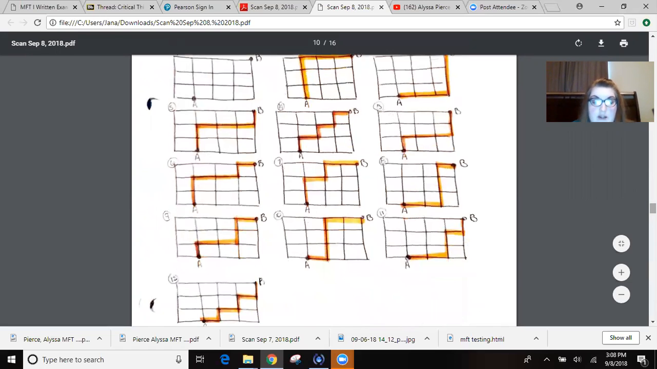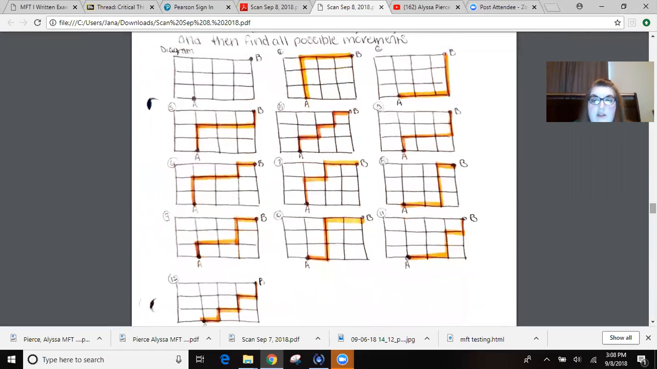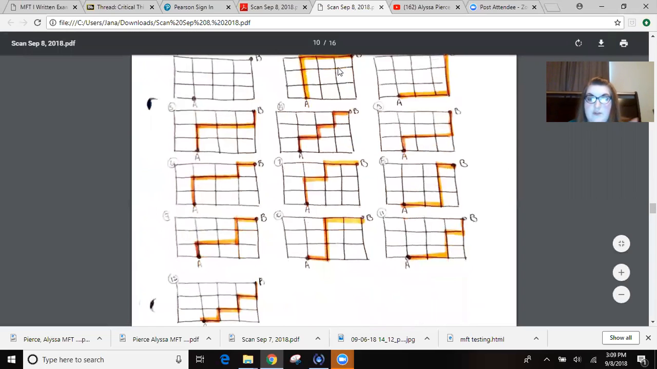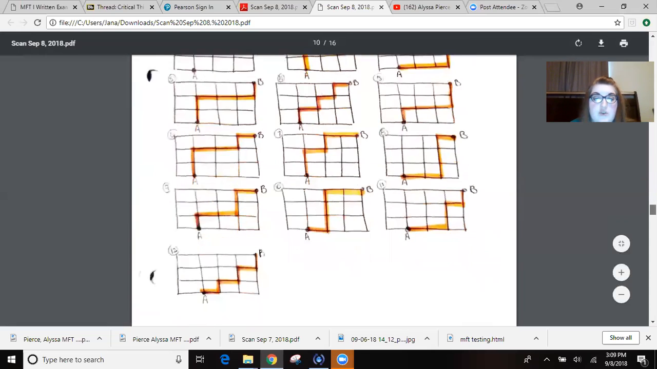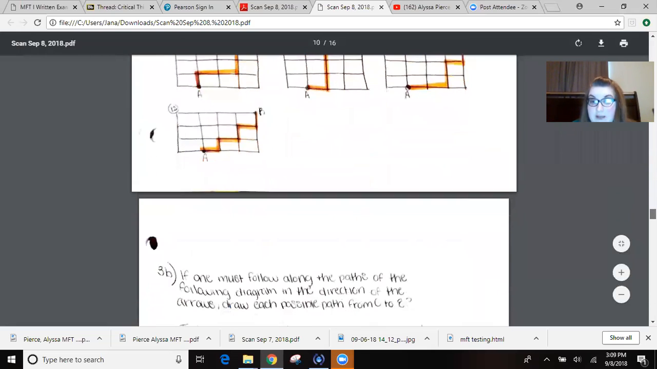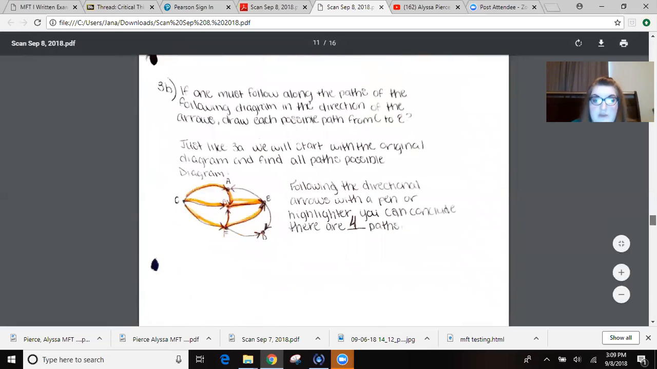Now, some of these look like mirror reflections, like this one and this one. It's just a flip or a rotation, however you want to phrase that. So there are only 12 paths from A to B. For 3B, much the same. You're supposed to take the diagram and find the paths possible from C to E. How many paths are possible? Now you have to follow the arrow patterns because you can't go past an arrow that's pointing the opposite direction. So at the very end of that, you'll find that there are 4 paths, which I've highlighted right here.